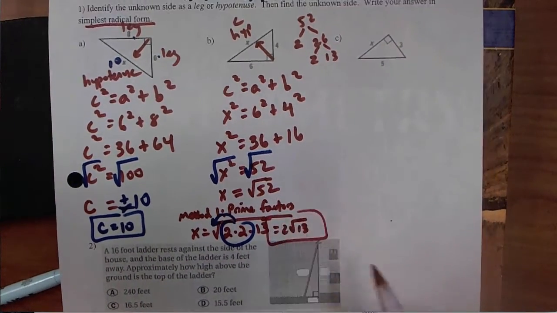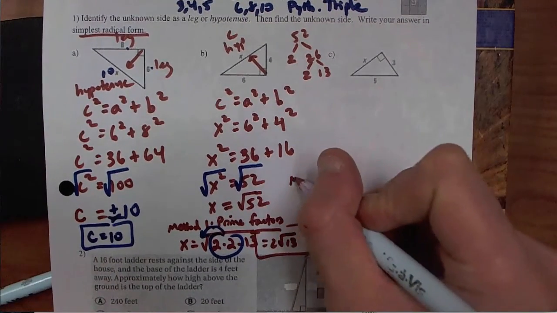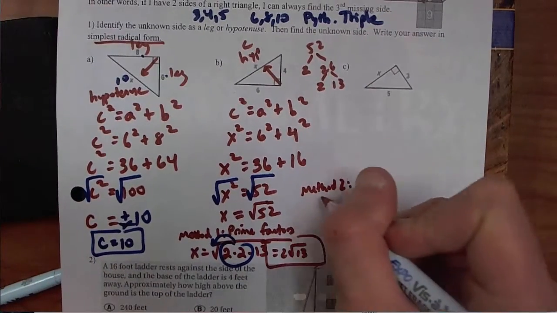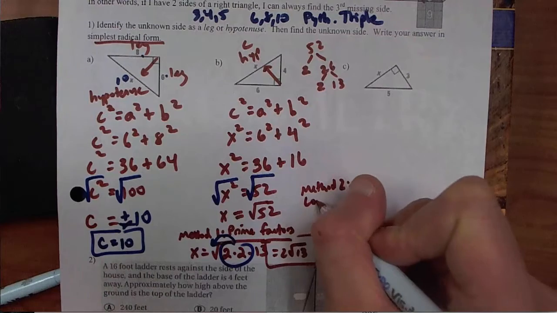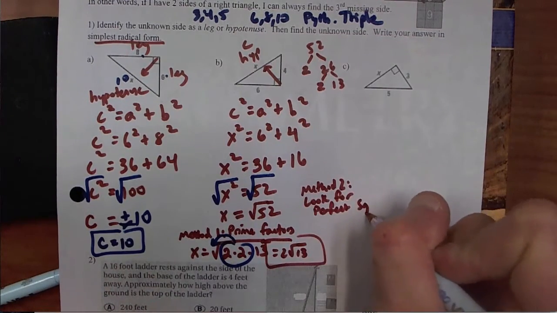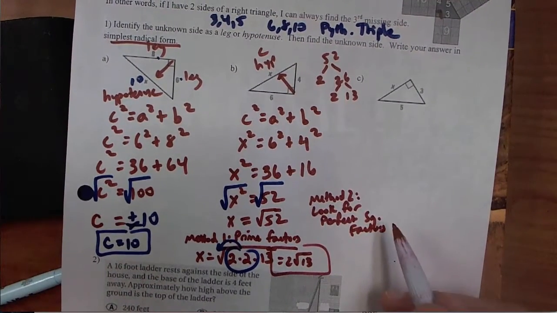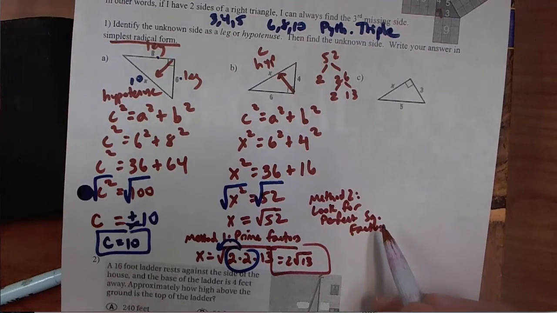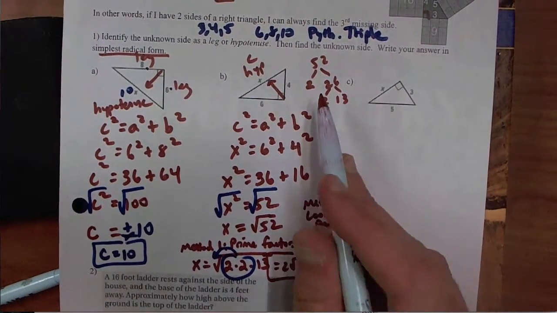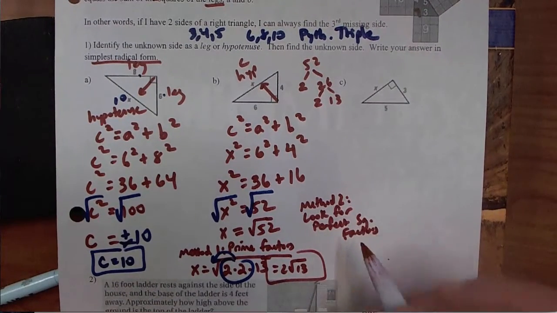Okay. The other way, method 2, if this is too long for you, you just look for perfect square factors. Perfect squares, again, are like 4, which is 2 times 2, 9, 3 times 3, 16, 4 times 4, 25. And if there's any perfect square factor of 52, you can rewrite it. And in fact, there is, because 4 times 13 gives you 52.